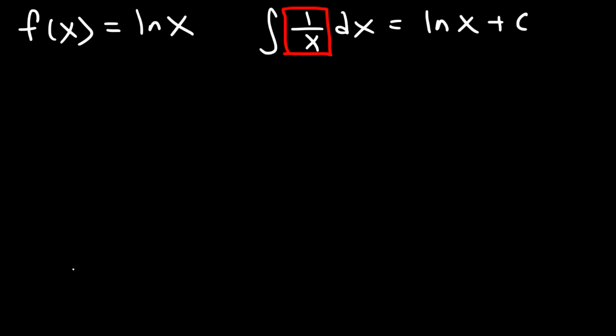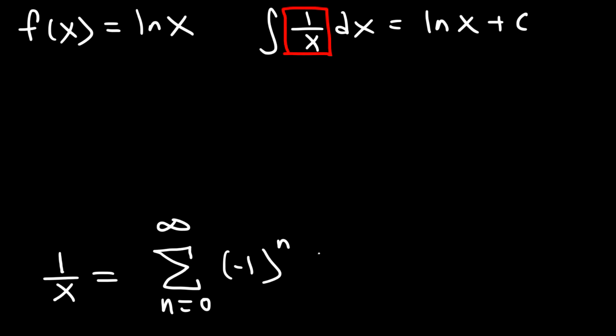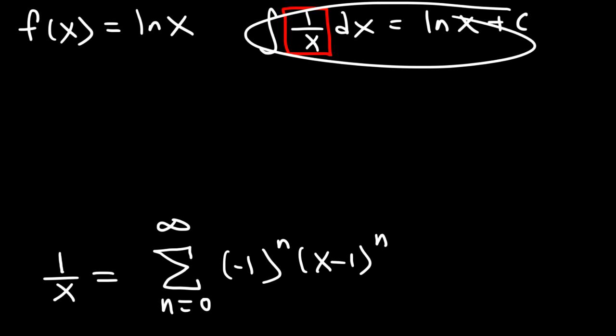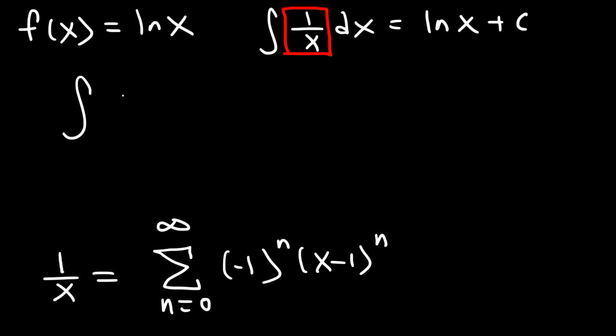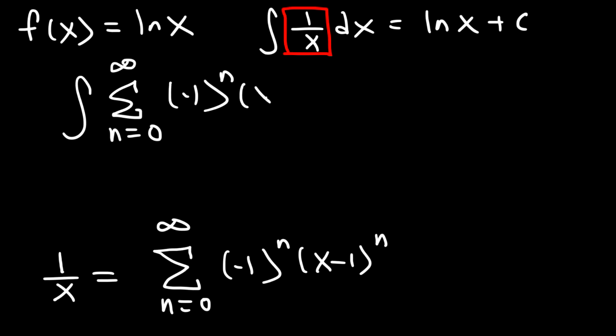At this point, we can make the statement that 1 over x can be represented by the series from 0 to infinity of negative 1 to the n times x minus 1 to the n. So continuing from this expression, we could say that the integral of this series has to equal the natural log of x plus the constant of integration, capital C.